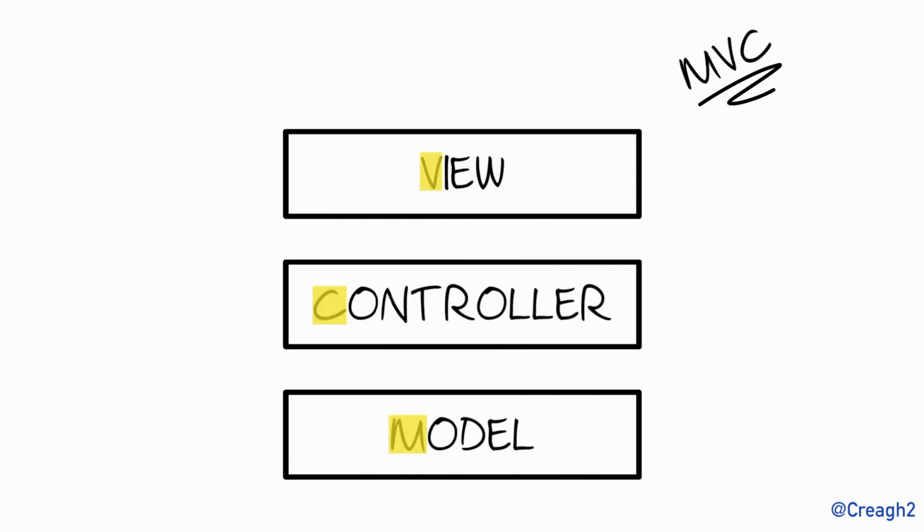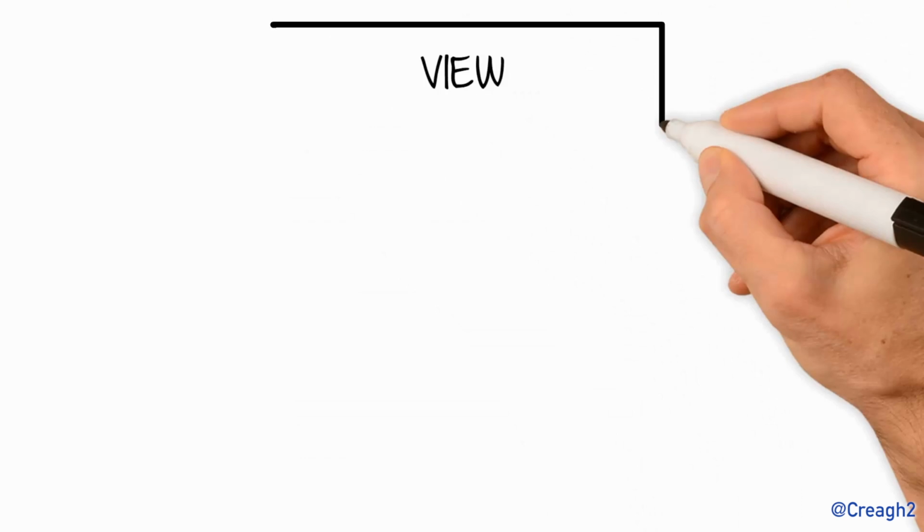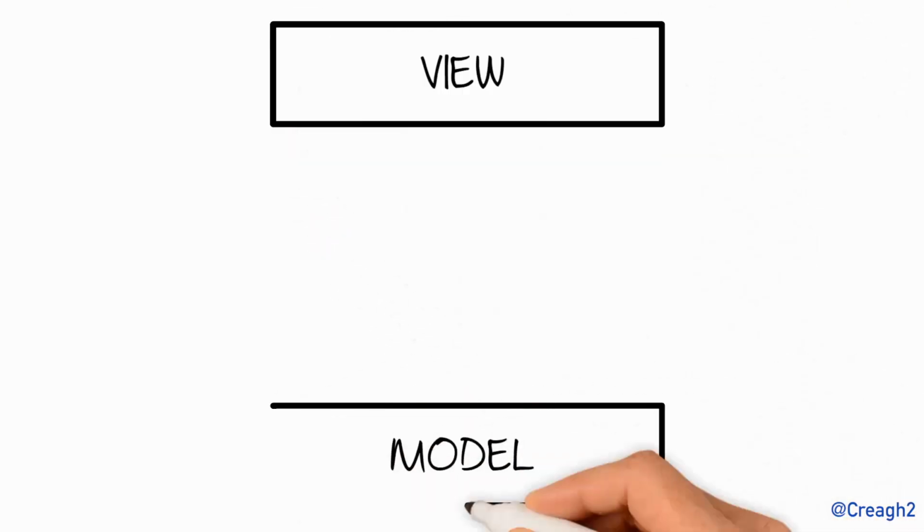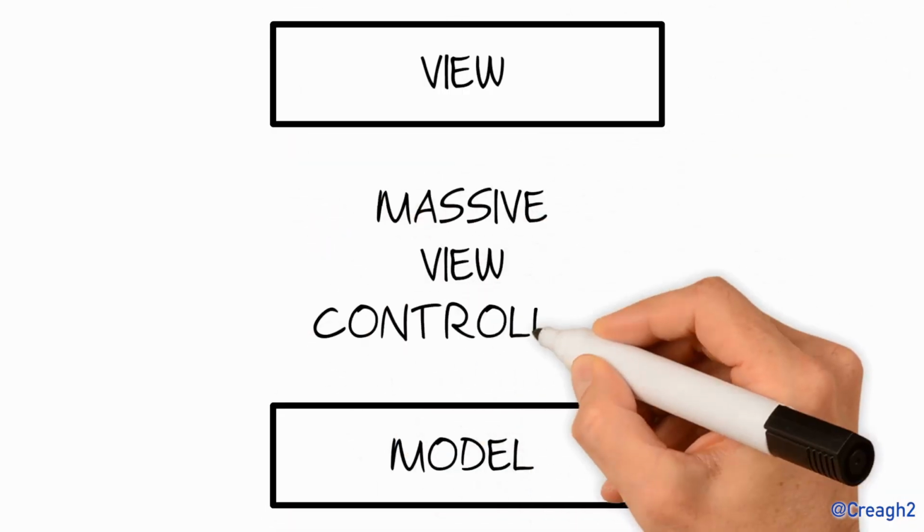View, this is all things user interface. So this is where you will define buttons, the colors, sliders, animations and such like. And controller, now this is where our first problem lies. Theoretically, everything else happens in the controller. And as you can imagine, this leads to massive view controller.